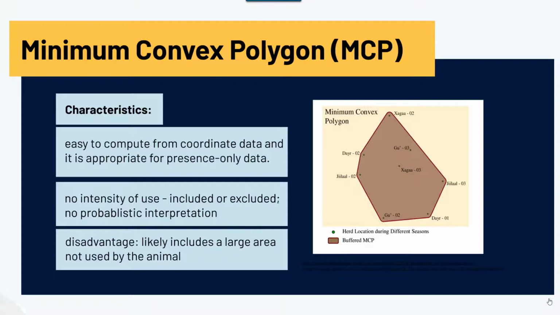So in this particular figure off to the right, which is indicating the buffered MCP for herds, forgetting what kind of herds, but the points of those herd locations are found within that polygon. However, there's some spaces where we might question if they should be included in the overall home range of this organism, given there's not anything occurring in this big space here.